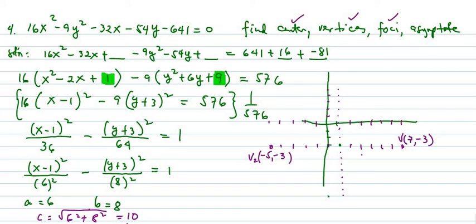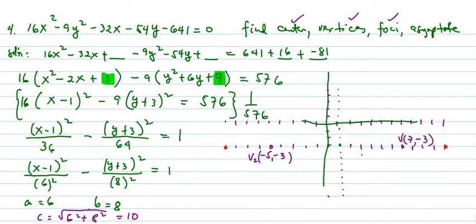So if we have the value of c equals 10, then from the center, this is 6: 1, 2, 3, 4, 5, 6. Since we have 10, to 6 we add 4: 1, 2, 3, 4. So this is now our focus. And then the other one, from the center, we count 10: 1, 2, 3, 4, 5, 6, 7, 8, 9, 10. Same with this one. So we have F1 and then F2.